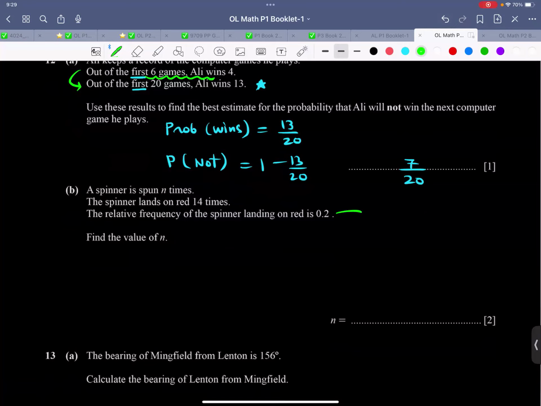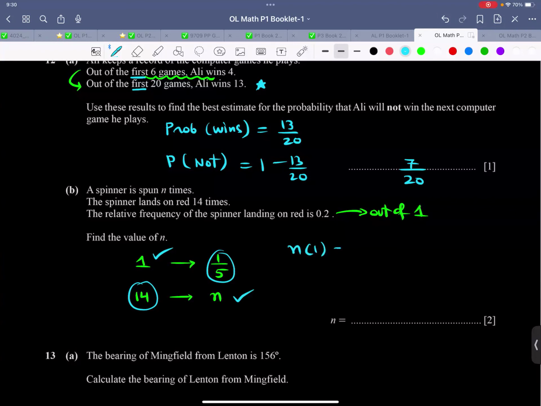Now, relative frequency is out of 1. So out of 1, the frequency of landing on red is 0.2. 0.2 can be written as 1 over 5. So out of 14, what is the total number? So it's n. Out of n, it's 14 times. Out of 1, it's 0.2. So basically, just multiply this with this and this with this.